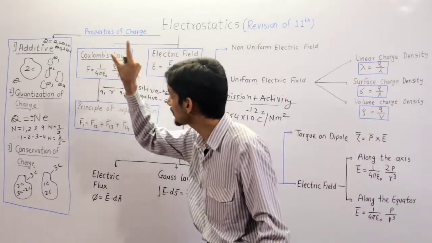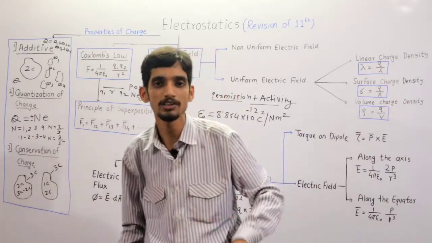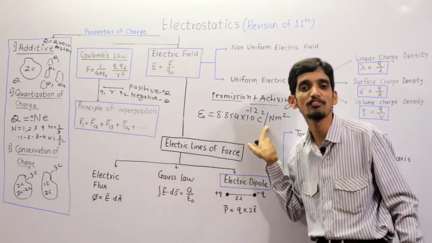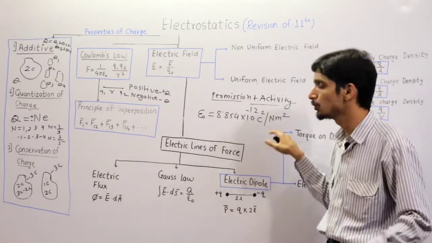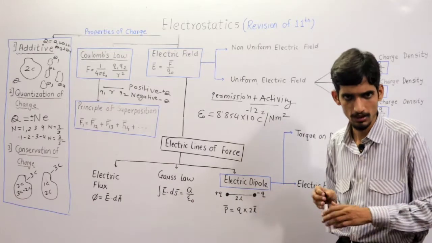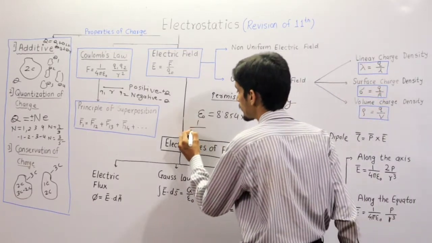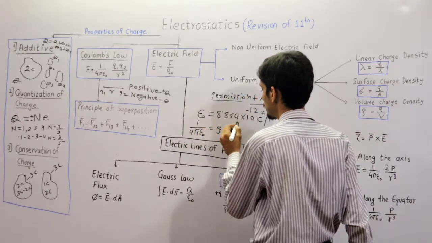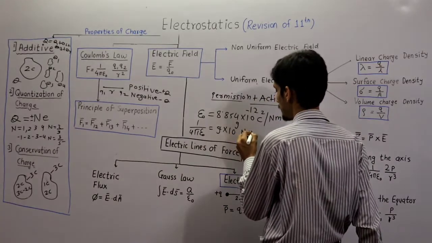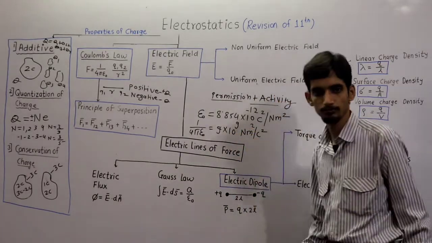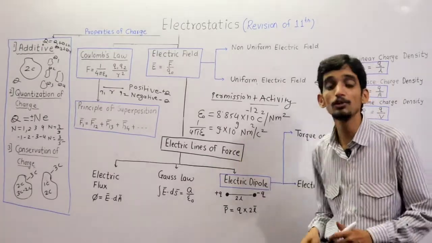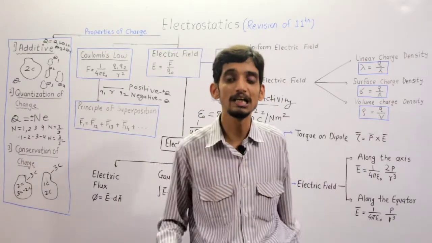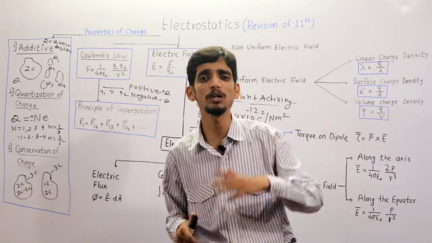Clear? So this is called the electrostatic constant, 1 upon 4 pi epsilon naught, and epsilon naught is called the permittivity of medium, which is 8.854 into 10 raised to minus 12 Coulomb square upon Newton meter square. The value of 1 upon 4 pi epsilon naught for vacuum comes out to be 9 into 10 raised to 9 Newton meter square upon Coulomb square. Clear? 9 into 10 raised to 9 Newton meter square upon Coulomb square. Clear?